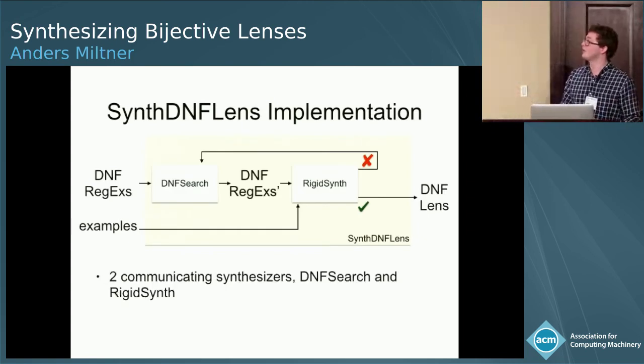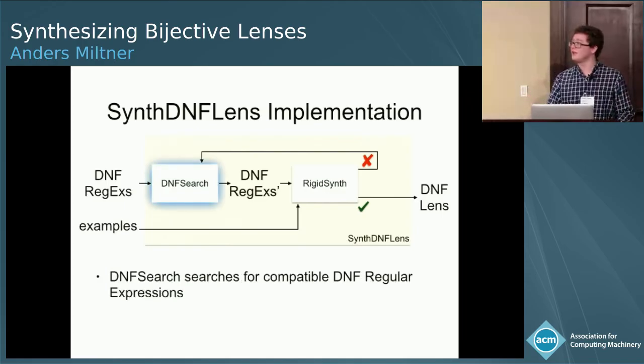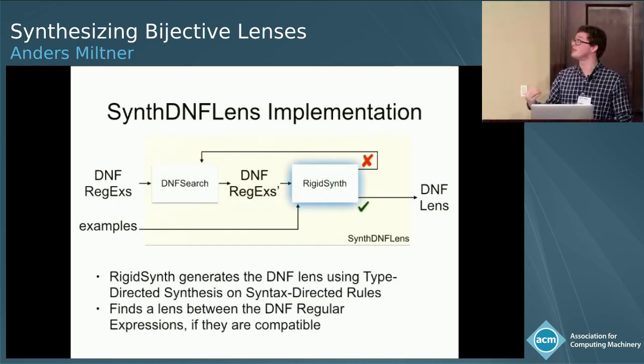We have two communicating synthesizers, DNF search and rigid synth. DNF search searches for these compatible regular expressions. It searches for regular expressions that have a lens between them using only syntax-directed rules. Rigid synth actually generates the DNF lens using the type-directed synthesis of the syntax-directed rules. It will find a lens between the DNF regular expressions if they are compatible.